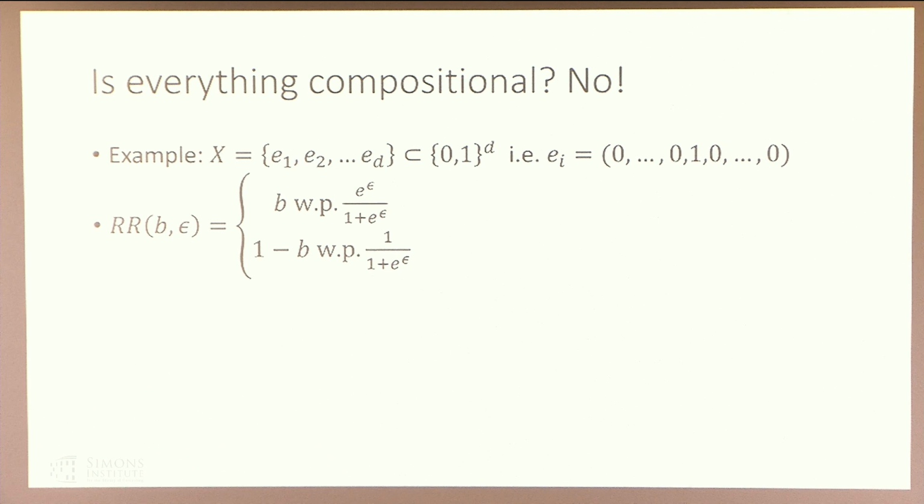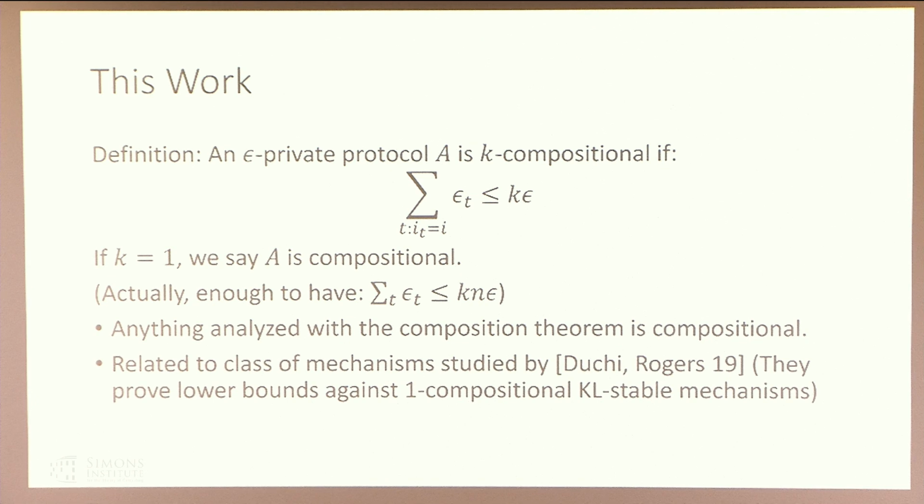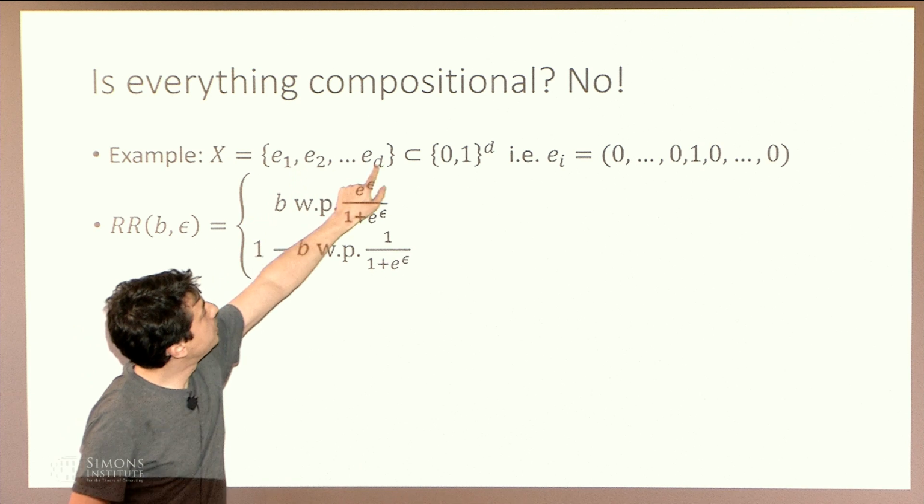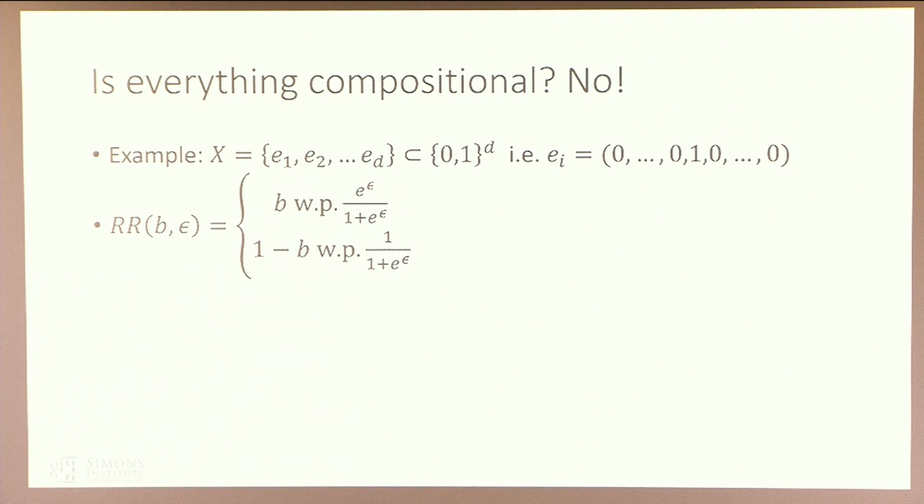Compositionality is so natural that you might conjecture, the first time you're thinking about this, that everything is compositional, right? Like, the privacy parameters add up. So it's helpful to see a simple example demonstrating that that's not the case. There are mechanisms that are not k compositional for arbitrarily large k. Maybe here's the simplest example, which is related to the analysis in RAPPOR. Let's suppose that the data universe consists of the d standard basis vectors in some d-dimensional space. So your data point has a 1 in some position and a 0 everywhere else.